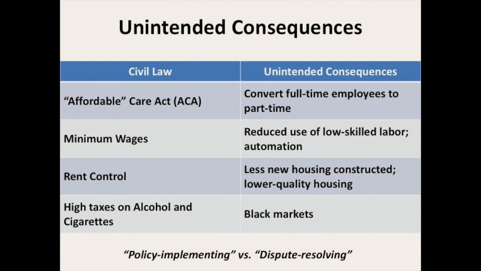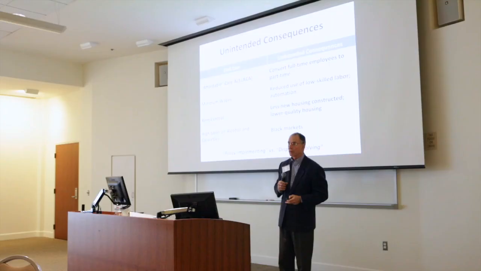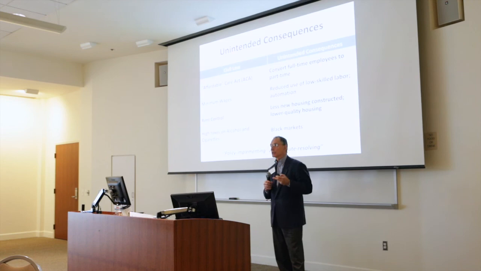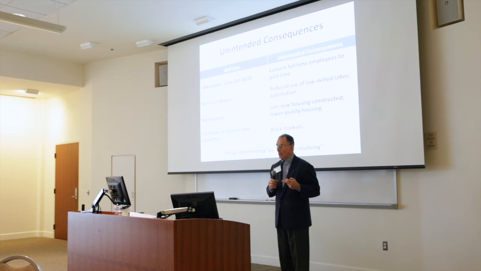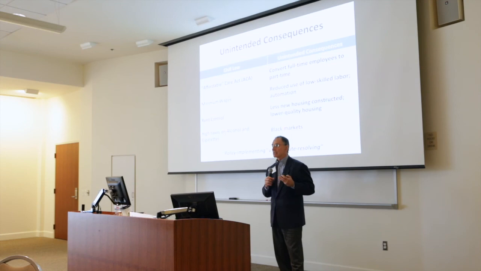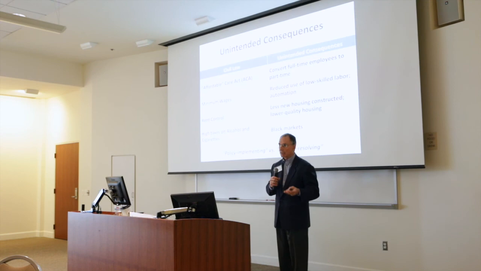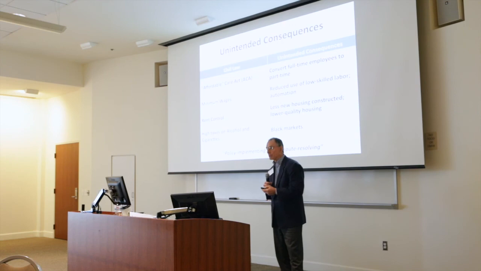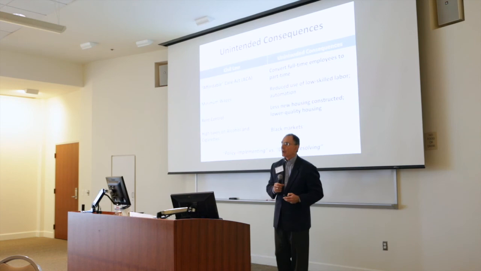So for example, the Affordable Care Act has led to the conversion of full-time employees to part-time employees so that companies are not subject to some of the ACA's provisions. Minimum wages result in the reduction of the use of low-skilled labor by using robots and automation, which eliminates the very jobs that those low-skilled people might be candidates for. Rent control eliminates the incentive to improve your property or to build new properties, which results in less property and less high-quality property. High taxes on alcohol and cigarettes can lead to black markets in those industries. So all of these are unintended consequences of civil law.